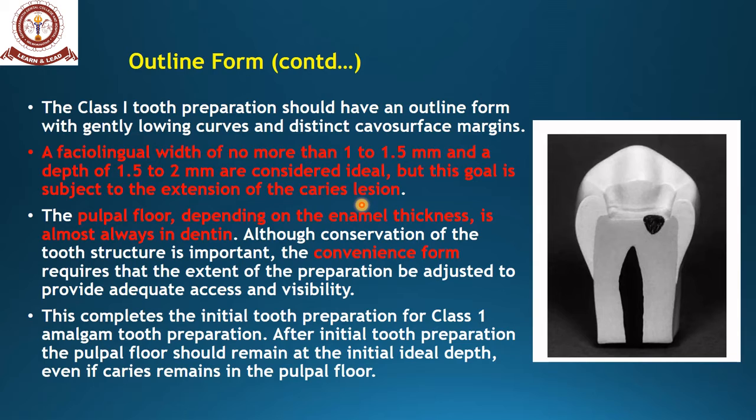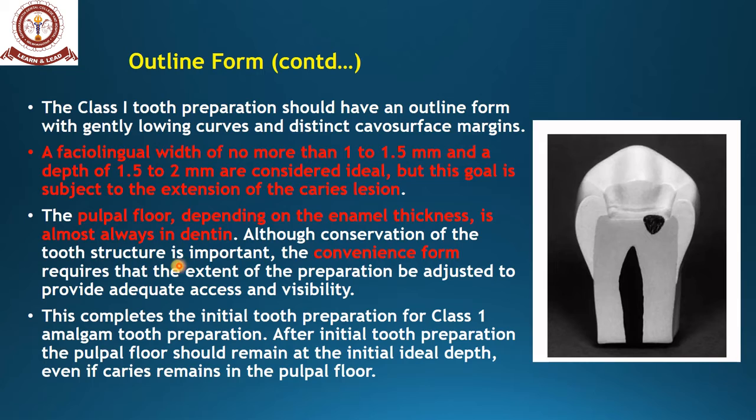For you people, it is a preclinical conservative only, so there is only practical work on typhodont teeth or intact extracted teeth, so there won't be any caries. So you have to prepare ideal cavity only. The depth should be 1.5 to 2 mm and the faciolingual extension should be 1 to 1.5 mm. So the pulpal floor, depending on the enamel thickness, is almost always in dentin. It will always be in dentin only.